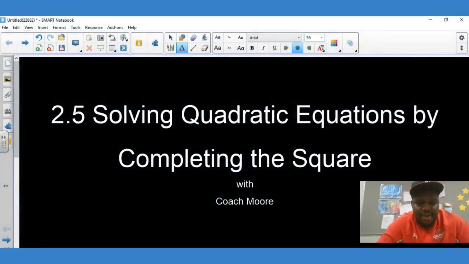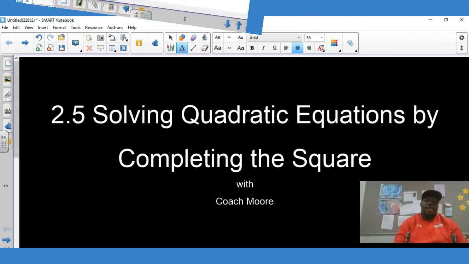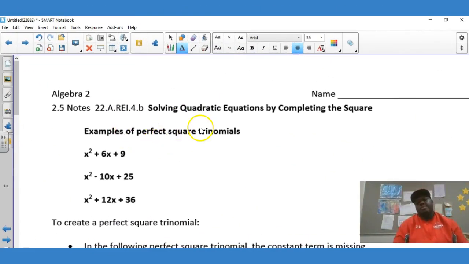Hey, what's up? Section 2-5, solving quadratic equations by completing the square, guys. Completing the square. We'll look at some perfect square trinomials. Let's get started. First off, guys, examples of perfect square trinomials.